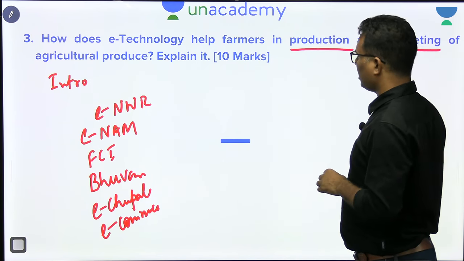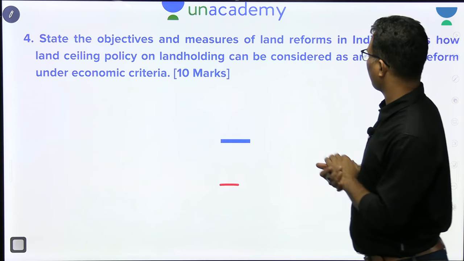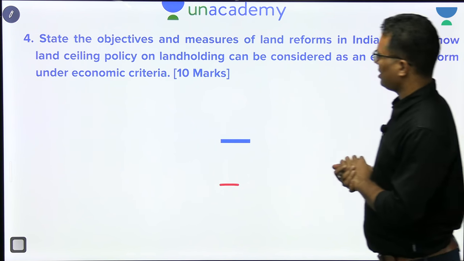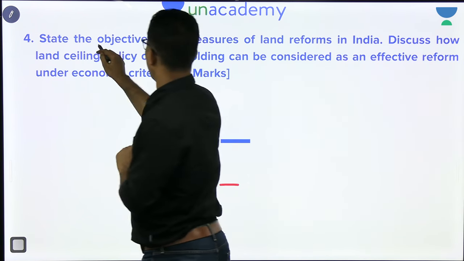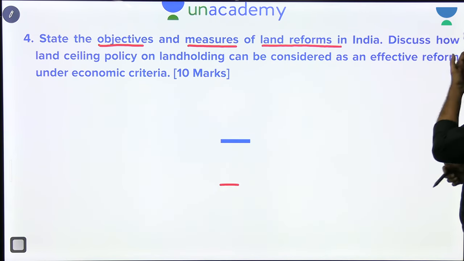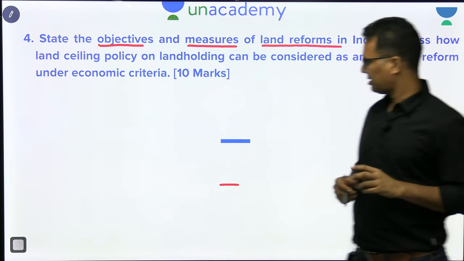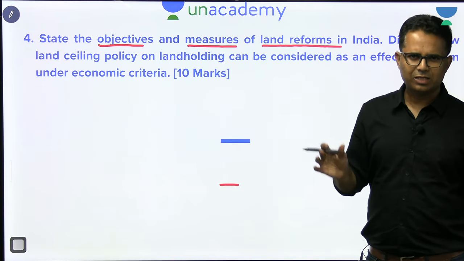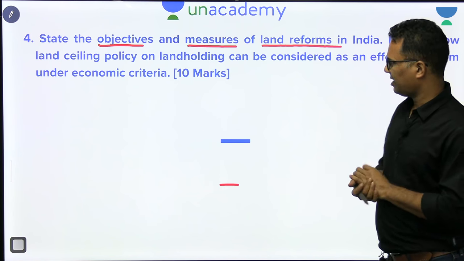Okay. Now let's move on to the next question. State the objectives and measures of land reforms in India. State the objectives and measures of land reforms in India. This part is simple, I would say, because everyone has read what land reforms were done and their objectives.